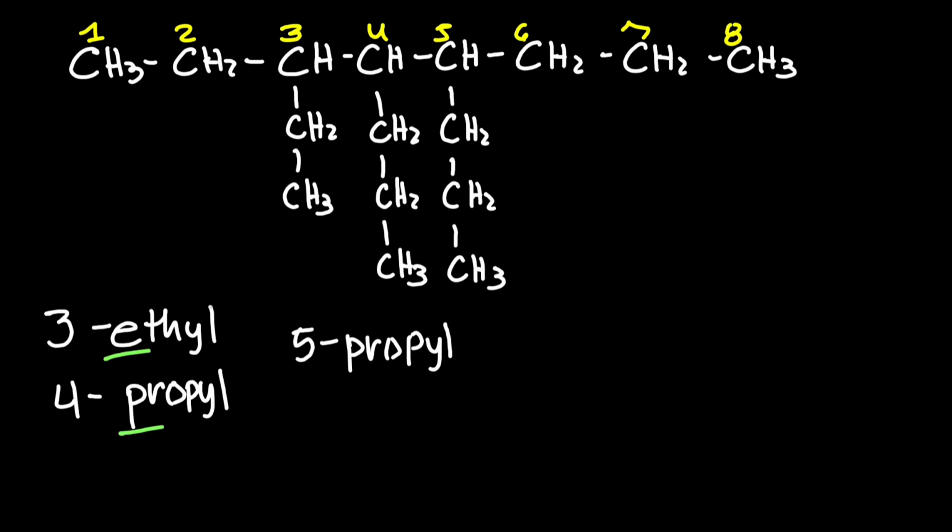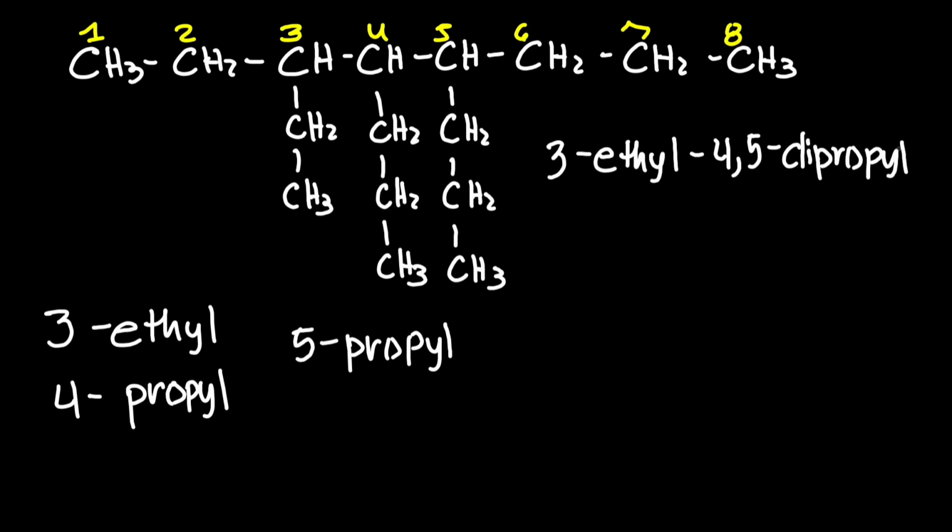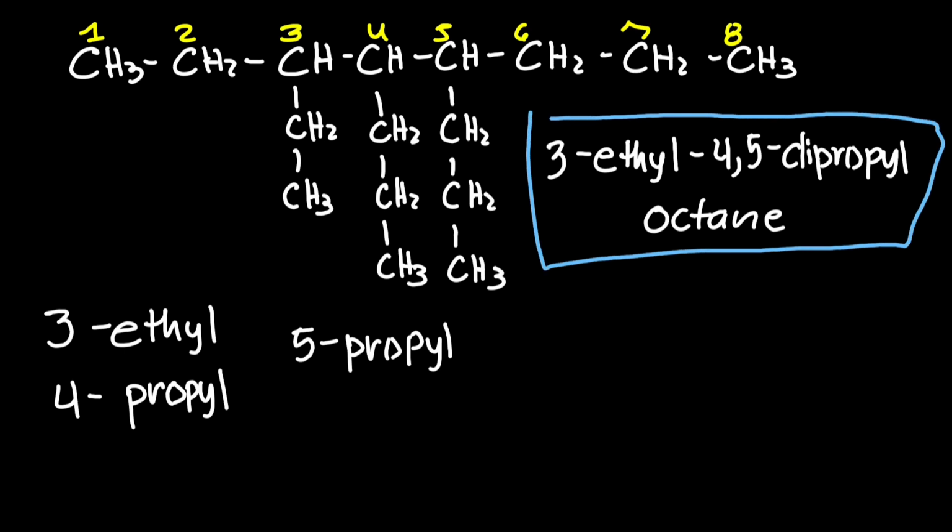E comes before P. So it would be 3-ethyl. And since it both has propyl, this would be dash 4, 5 dash dipropyl. And our main carbon chain has 8 carbon, which corresponds to octane. So the name of this structure would be 3-ethyl dash 4, 5 dash dipropyl octane.